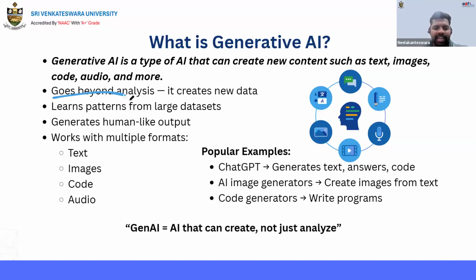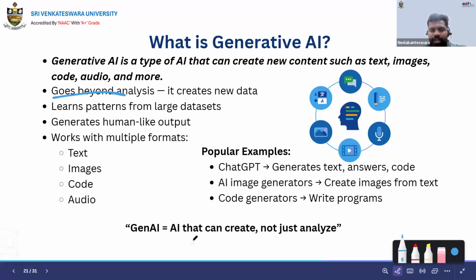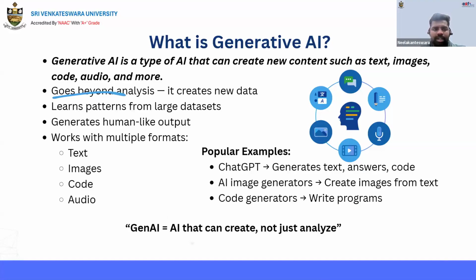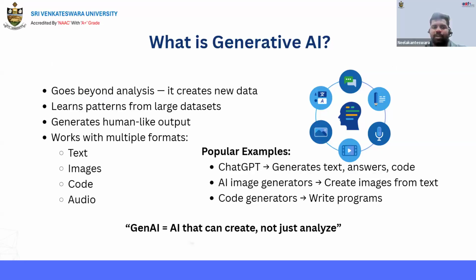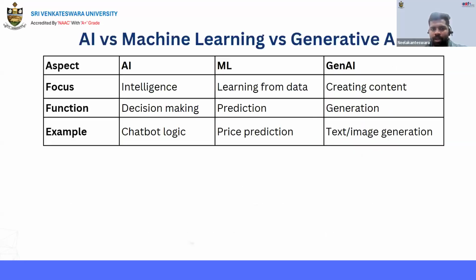That means generative AI is nothing but AI that can create, not just analyze. That is generative artificial intelligence. Now we see about artificial intelligence, machine learning, and generative AI. If you have a little bit of confusion about all those things, now we discuss the difference between them briefly.